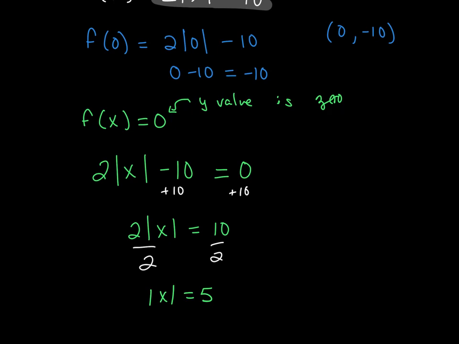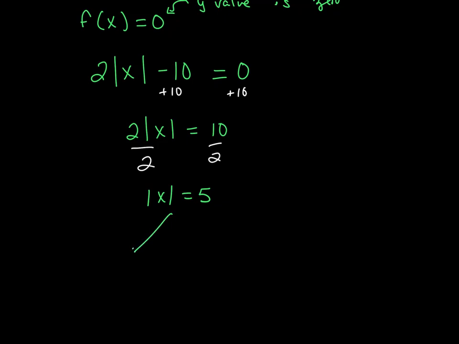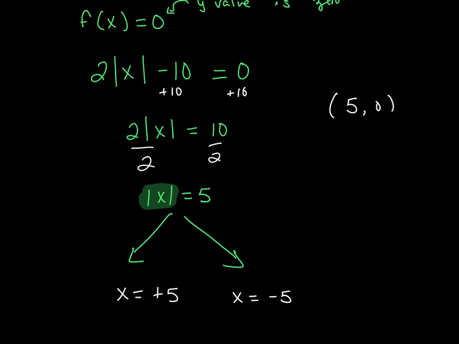However, that's not my final answer. Remember, whenever you have the absolute value in an equation, you have to split it into 2 parts. And you always do this after you solve for the entire absolute value. In this case, it gives us the fact that x is equal to both a positive 5 and a negative 5. If I'm writing them as a pair of points, that would be (5, 0) and (-5, 0). Next, we're going to graph this.